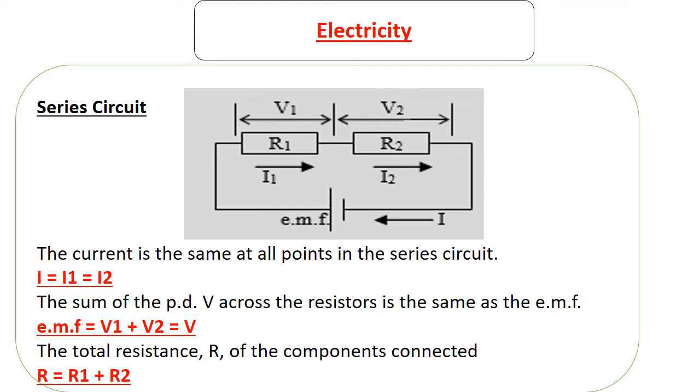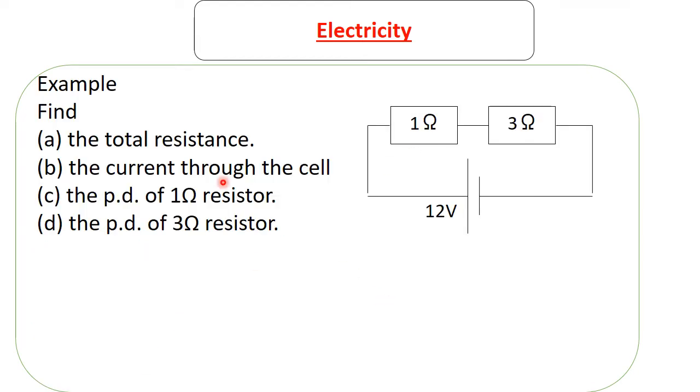Let's take a look at an example. So I've got this connection. The question is, find the total resistance. Second question is the current through the cell. Question C, the potential difference of the 1 ohm resistor. And the final question is the potential difference of the 3 ohm resistor.